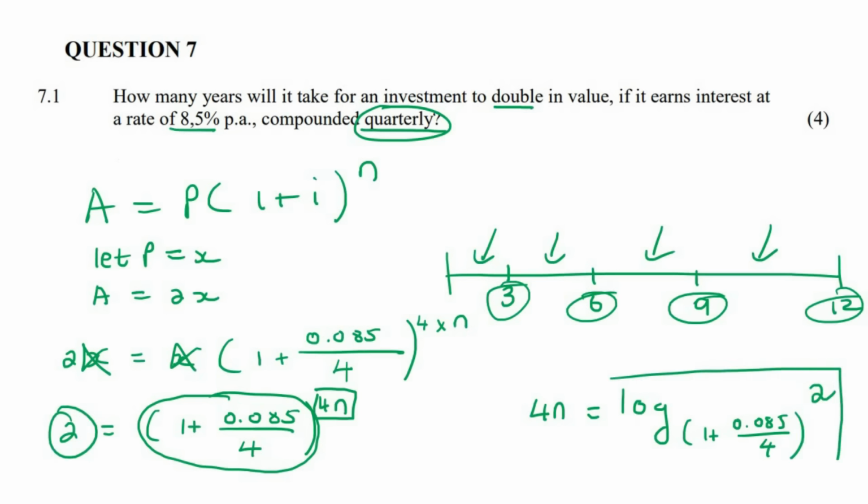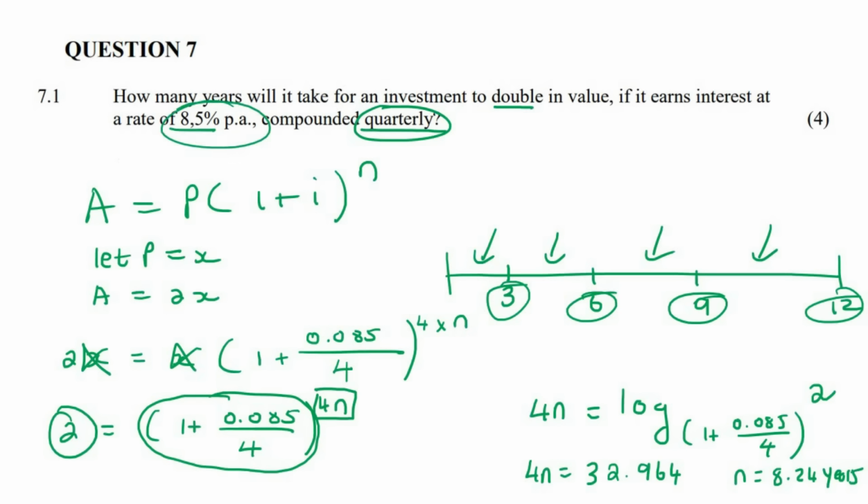So go ahead, type that all in on your calculator. That's going to give you 32.964. Then to get n by itself, you're going to divide by 4, and that should give you 8.24 years.